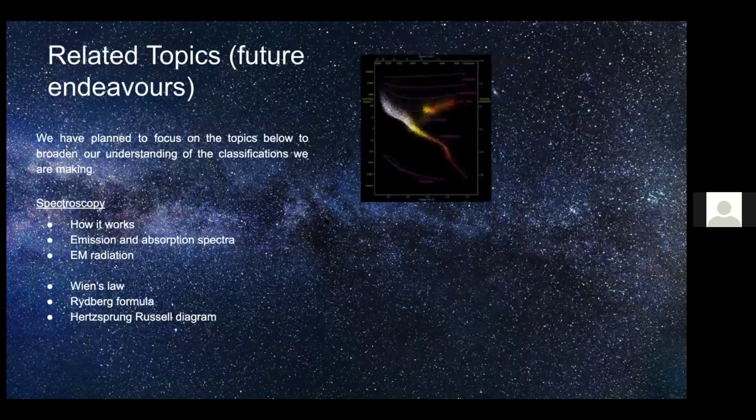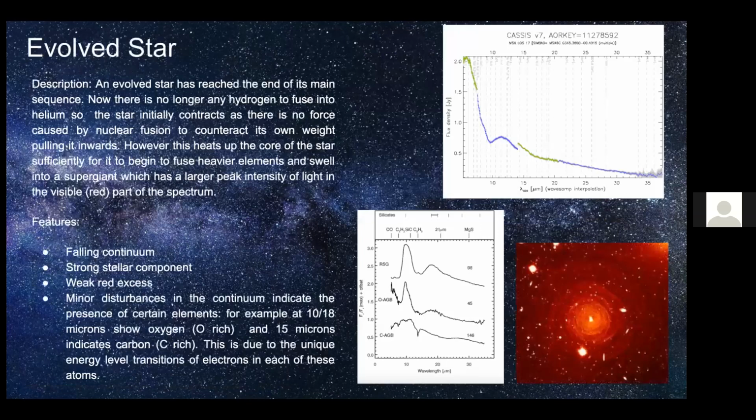An evolved star has reached the end of its main sequence. It swells into a red giant or supergiant, as it now has to fuse heavier elements than hydrogen, which releases more energy and pushes the core of the star outwards. We can identify evolved stars by their falling continuums, as well as absorption regions indicating the abundance of these heavier elements which the star is fusing, such as oxygen and carbon.